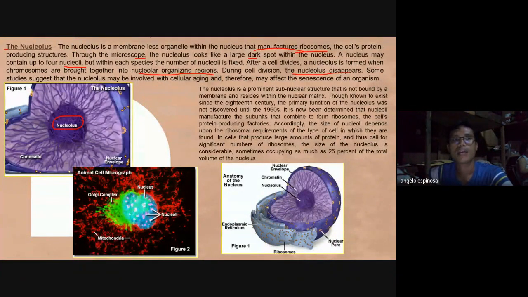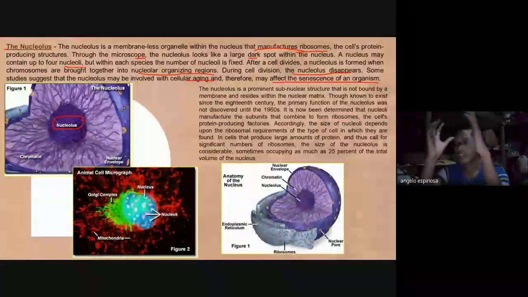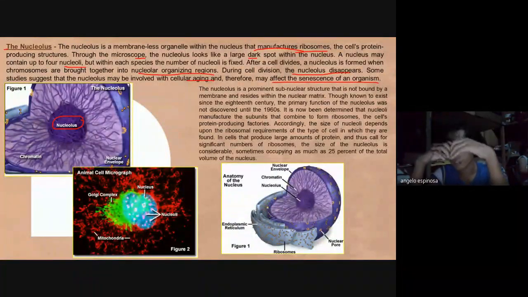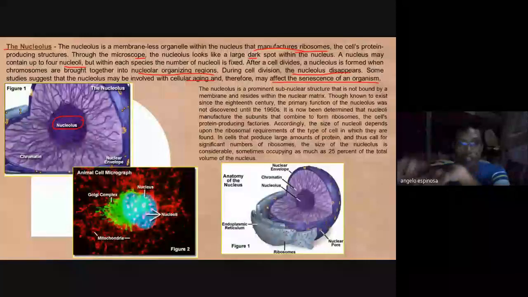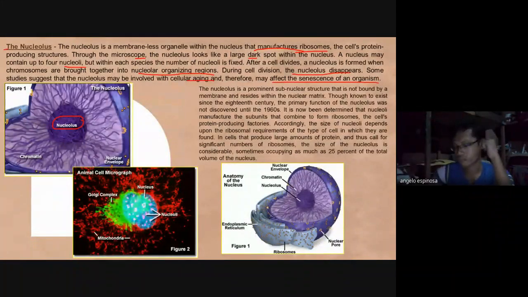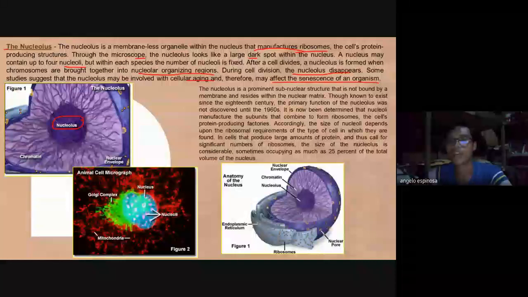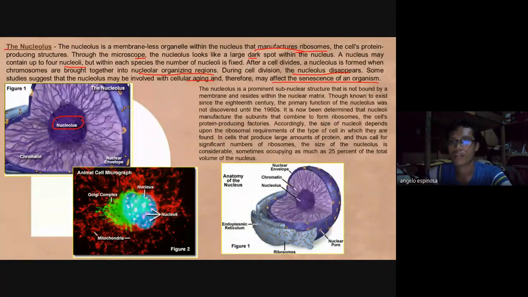So some studies suggest that the nucleolus may be involved with cellular aging and therefore may affect the senescence of the organism. So pag nagkaroon ng subdivision, mawawala si nucleolus. So ngayon, magkakaroon na ng dalawang cell. Yung first cell, magka-create siya ng sarili niyang nucleolus. Wala lang silang nucleolus. Okay, so magkakaroon na naman ng chromatin, yung chromosomes, and then yung chromosomes na naman, magpo-produce na naman siya ng nucleolus. So although known to exist since the 18th century, the primary function of the nucleolus was not discovered until the 1960s. So it's now been determined that nucleoli manufacture the subunits that combine to form ribosomes.